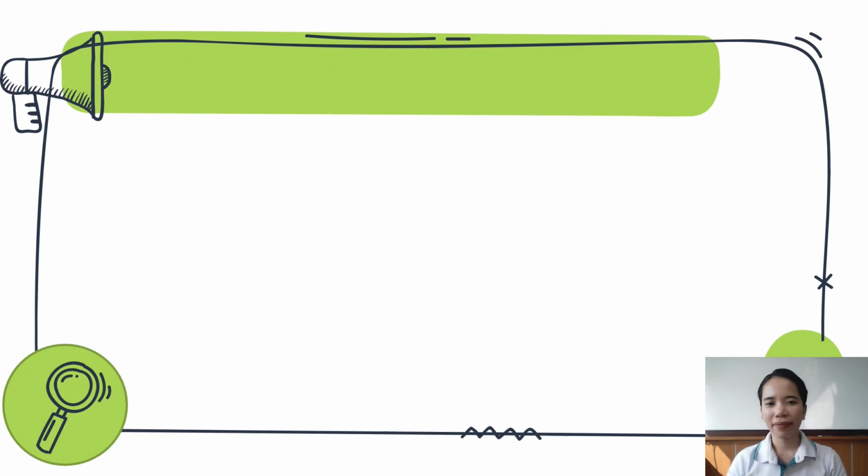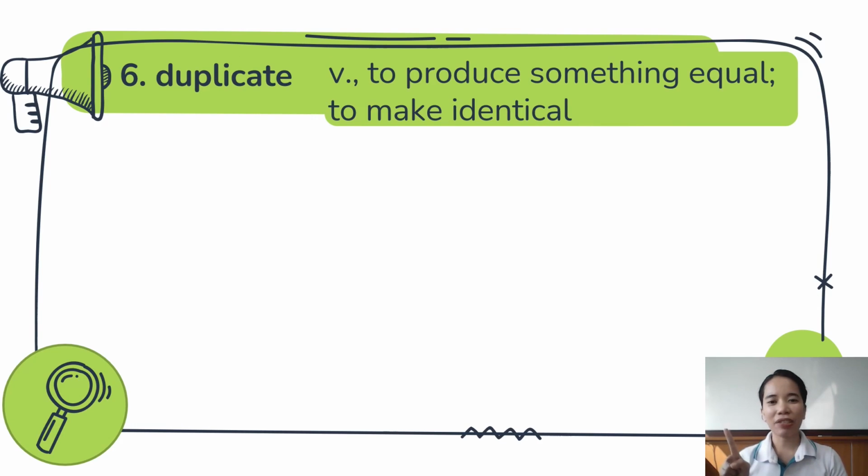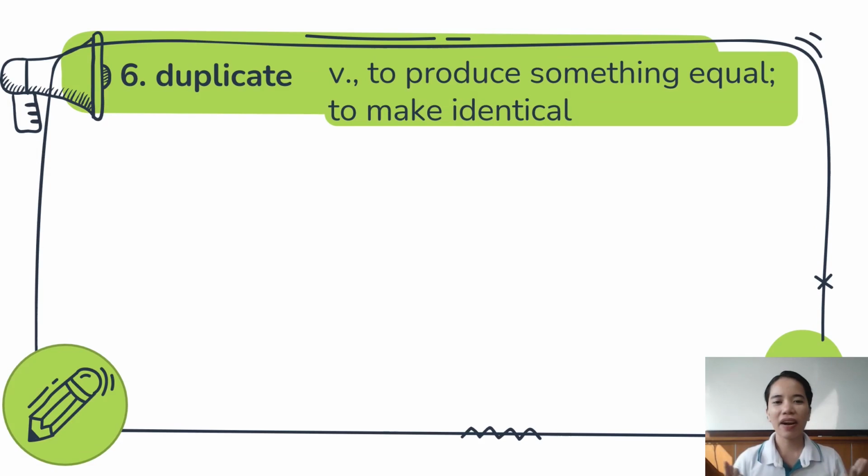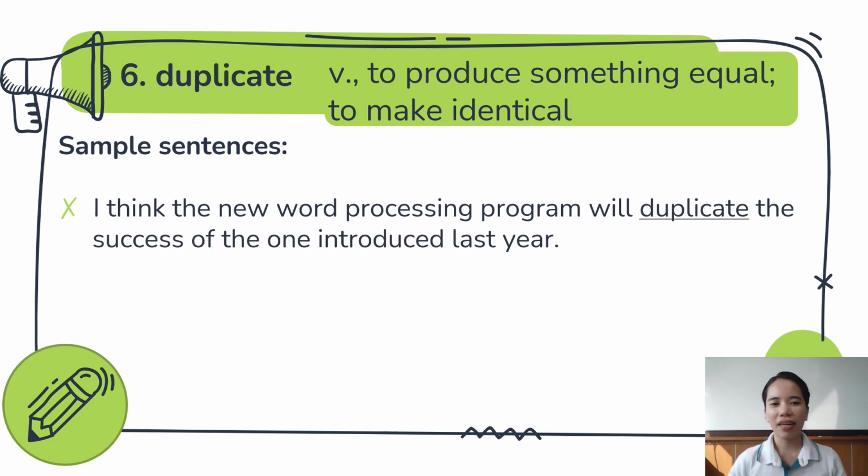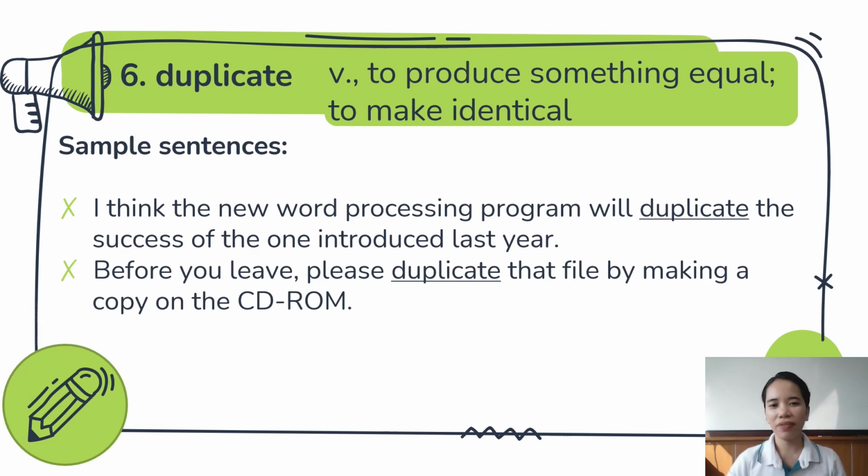The sixth word is duplicate. This is a verb which means to produce something equal or to make identical. Here are the examples. I think the new word processing program will duplicate the success of the one introduced last year. Before you leave, please duplicate that file by making a copy on the CD-ROM.